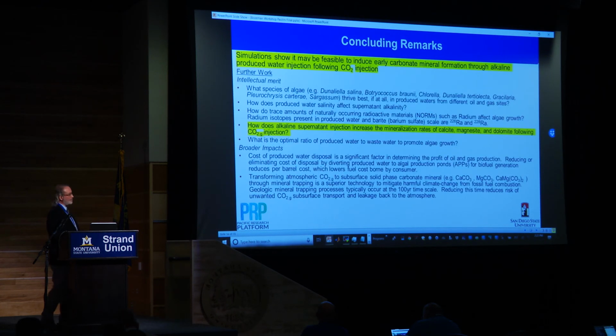All right, so in conclusion, we were able to show using the PRP network that it is feasible to induce early carbonate mineral formation through injection of highly alkaline water following CO2 injection. And so now we're working on these things. Again, alkaline supernatant refers to the top layers of water of the algae pond. How does that increase the mineralization rate of calcite and dolomite following injection? So these are the research topics that we're pursuing now.